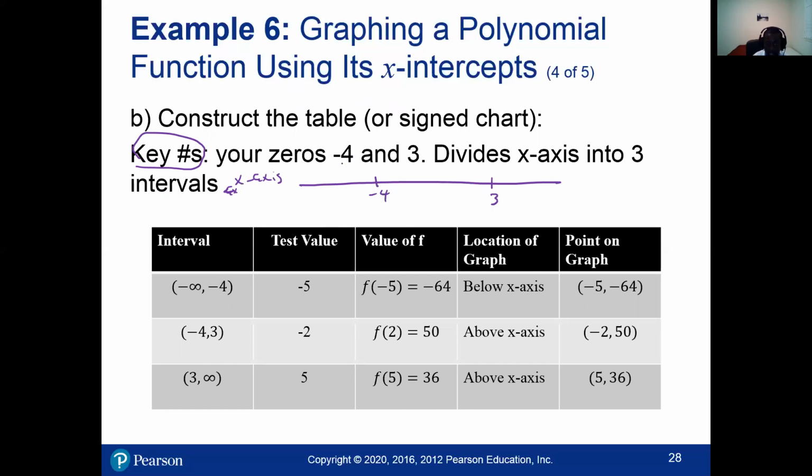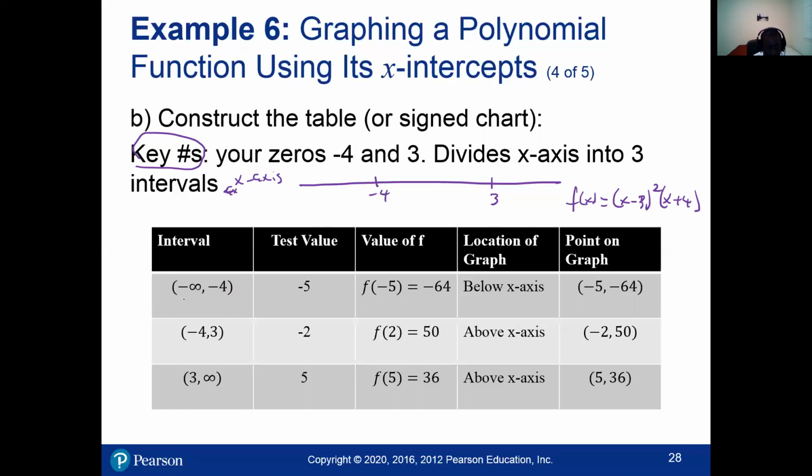It's your zeros, which are basically the x-intercepts. So your zeros are the x-intercepts. You get it? Okay. So for each interval that we describe, we're going to pick a value within that and test it over f of x, which is (x minus 3) all squared times (x plus 4). Okay, so we do that from this table.